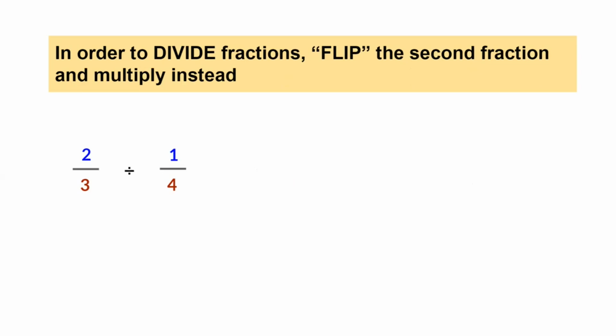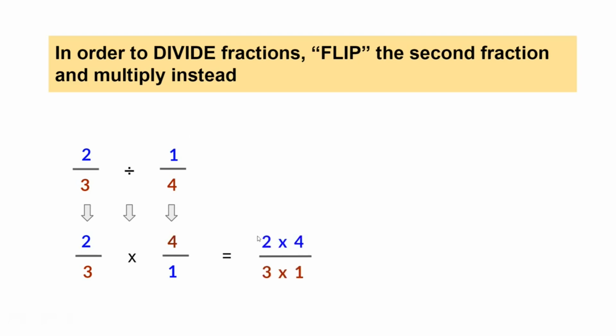We call that the reciprocal when we flip it, but we can just think of it as flipping. So what we're going to do when we change this problem to multiplication is we're going to keep the 2/3 at the beginning. We're going to change division into multiplication. And then we're going to change 1/4 into 4/1. And then multiply as we normally would.